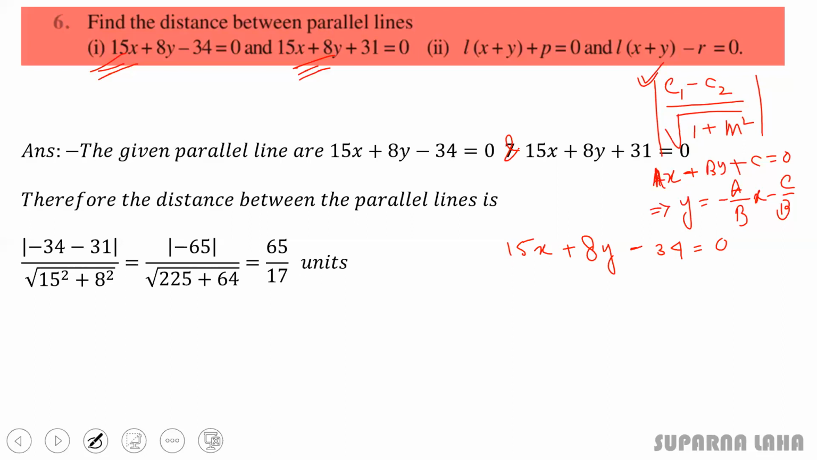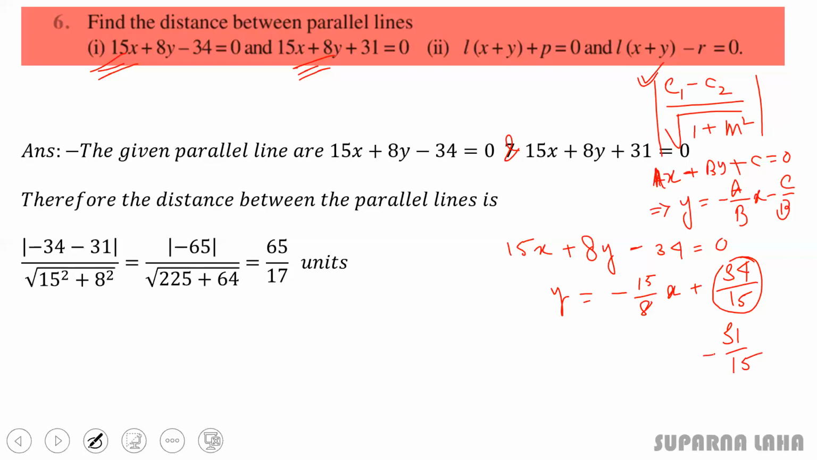So y is what? Minus 15 by 8x plus 34 upon 15. Okay, so C1 is 34 upon 15 and C2 is 31 upon 15.